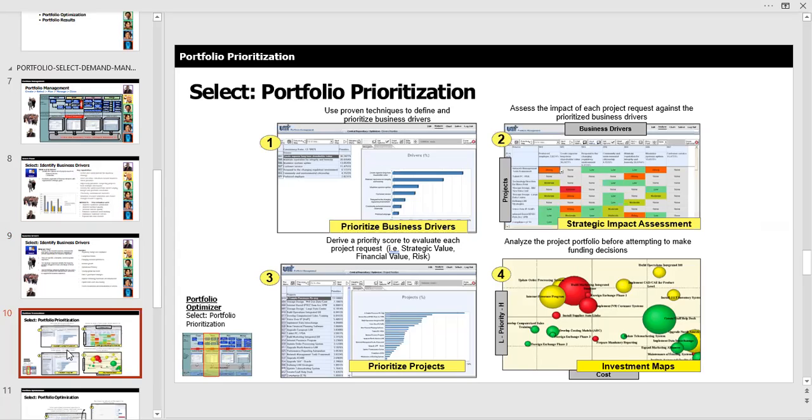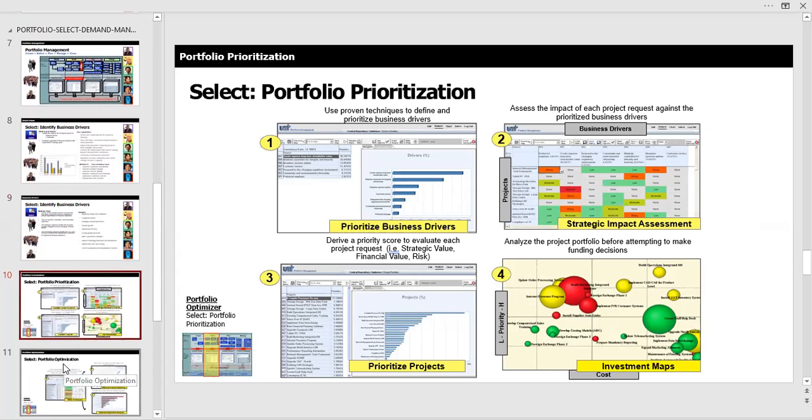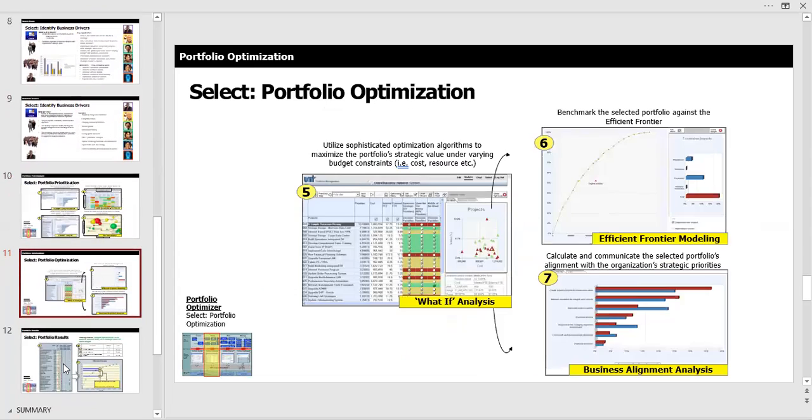Number 3 is prioritize. Derive a priority score to evaluate each project request against a number of different factors. For example, strategic value, financial value, and risk. And then number 4 is investment maps. You'd analyze the project portfolio before attempting to make some kind of a funding decision. And these investment maps are just a visual that allows you to sort of see, based on priority and cost, where things fit. And again, a lot of this is subjective, but there's some math involved as well that we'll bring up here in a moment.